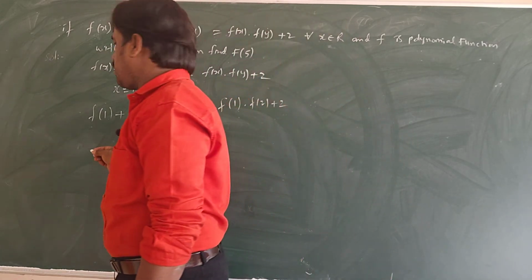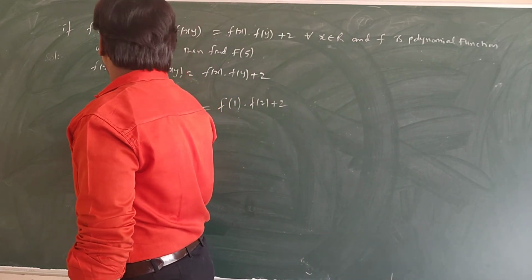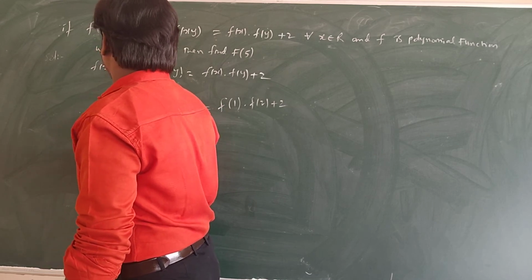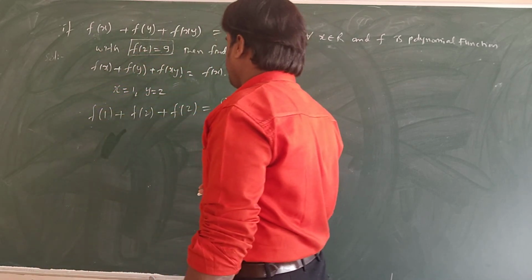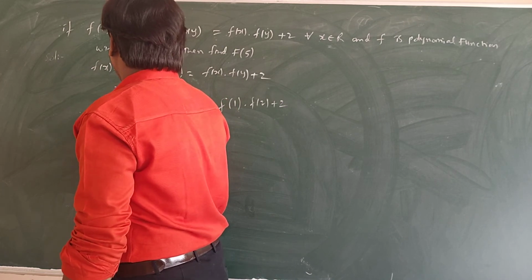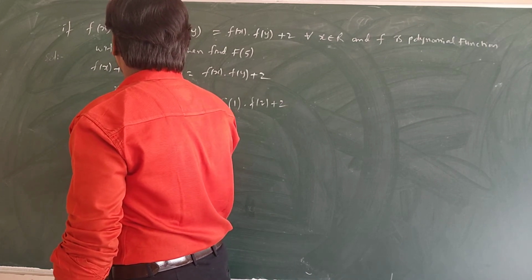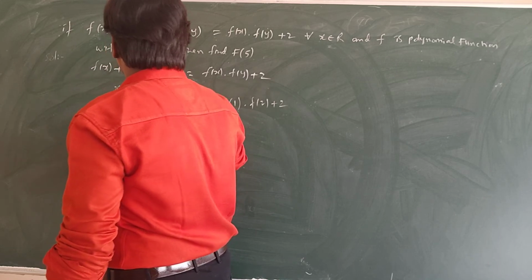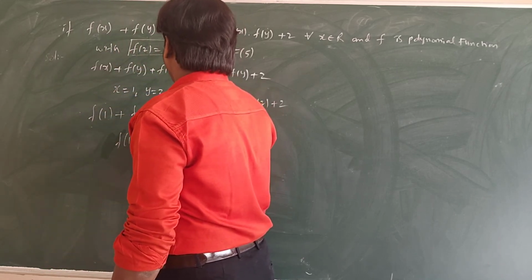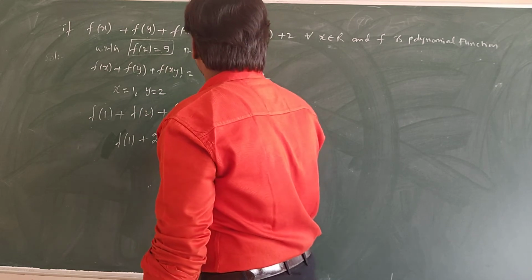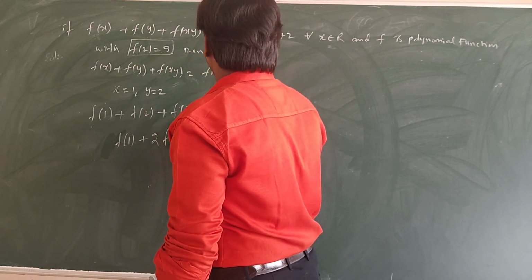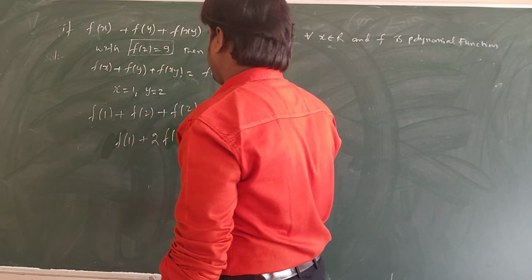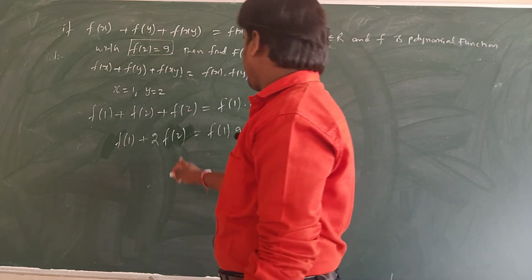Right, so what can I write? F of 1 cancel out? No, sorry. F of 1 plus 2 times f of 2. The value of f of 2 is 9, right? So 2 times, okay, I'll write first: f of 2, f of 1 into 9 plus 2. Then this value will be how much?